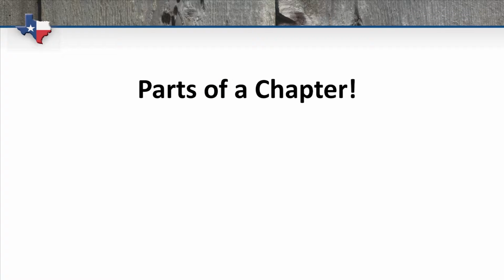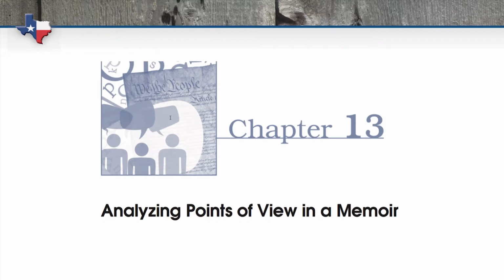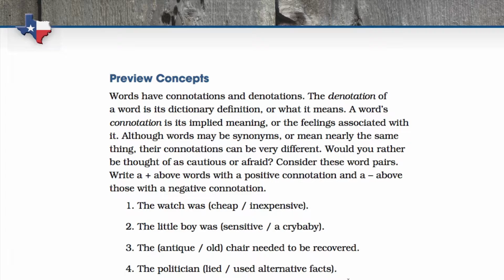Now that we've looked at the close reading model, let's take a look at all of the components in a chapter and connections. Every chapter has the same, consistent format that becomes familiar to the student as they progress through the book. Each chapter opens with previewing ideas and making connections.